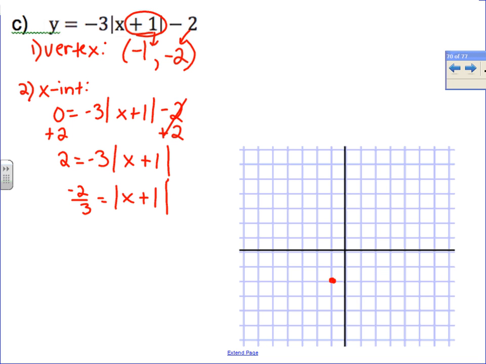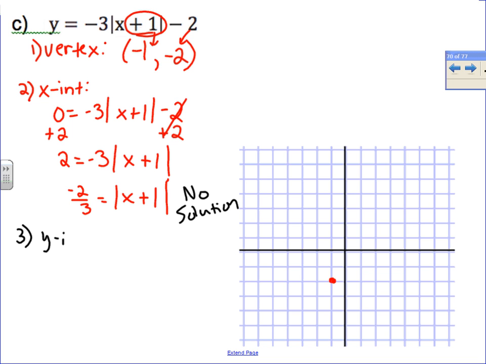So you ask yourself, can I take the absolute value of something and get -2/3? Okay, you cannot. So there's no solution, which means, just like two examples ago, you do not have an x-intercept here. That's okay. That can happen. So this graph is not going to cross the x-axis.